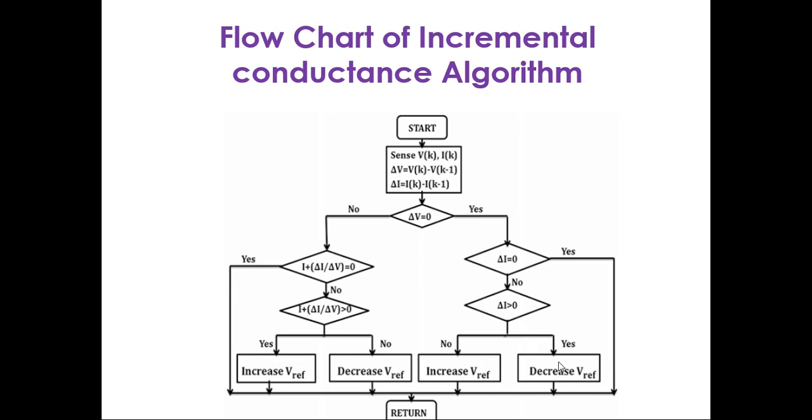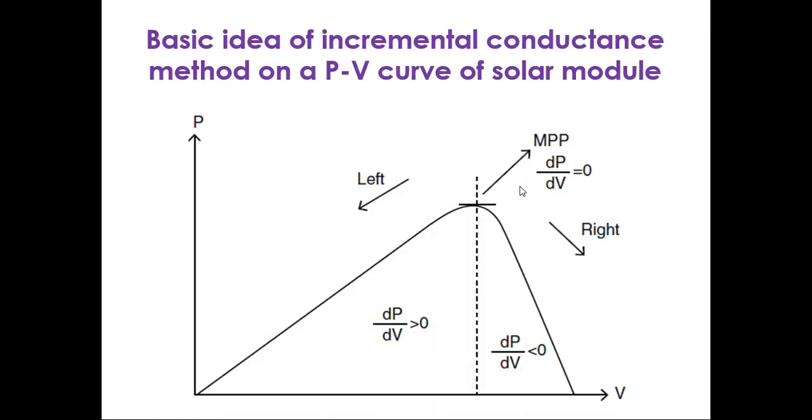In a similar case, if it is yes, then again it's a reverse of it: increasing the reference over here, decreasing the V reference. So this is how the incremental conductance works.